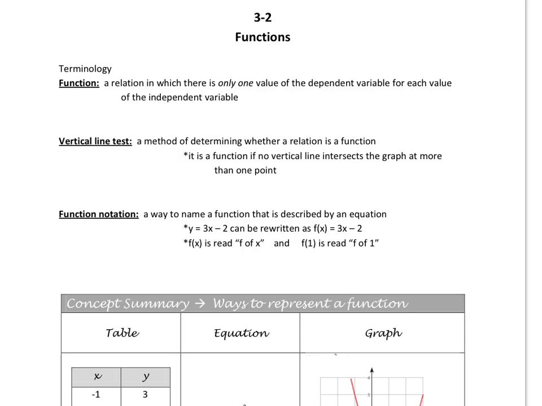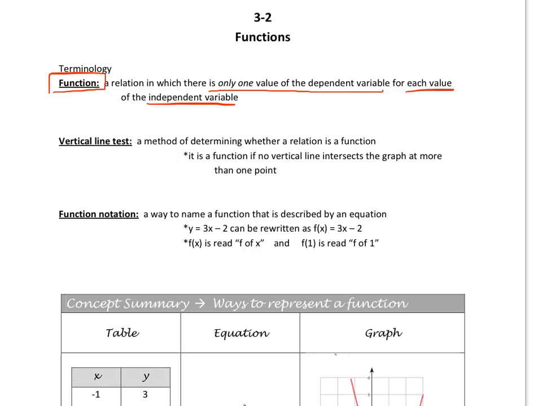Lesson 3.2, Video 1. Now before we talked about relationships and a relation. Now we're going to go further and describe that relation as being a function or not a function. The term function is given to a relationship that has only one value of the dependent variable for each value of the independent variable. That's hard to understand in words, but if we make a graph, it'll probably make more sense.